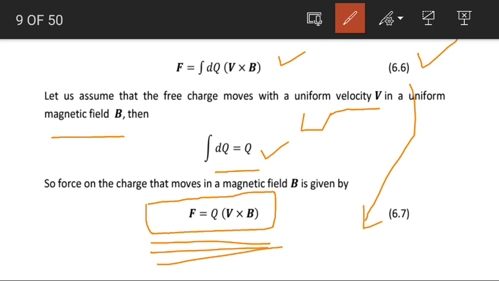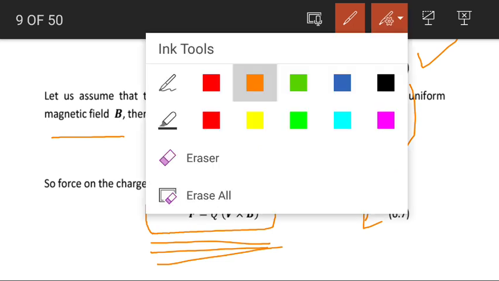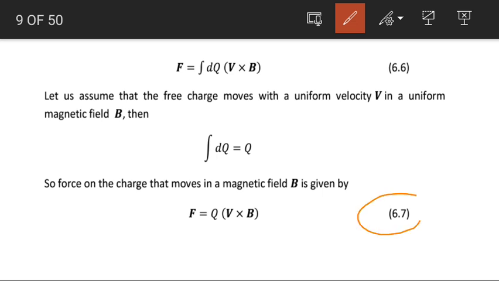It means that the force is experienced by the free charge inside the current carrying conductor. So we can conclude that whenever there is a charge in motion in a magnetic field, force will be experienced by the charge, and the force which is experienced by this charge is given by equation number 6.7.